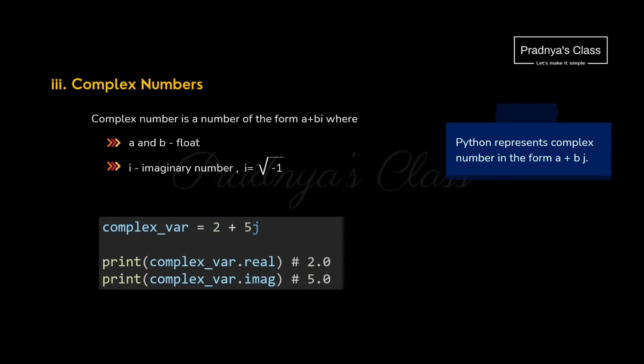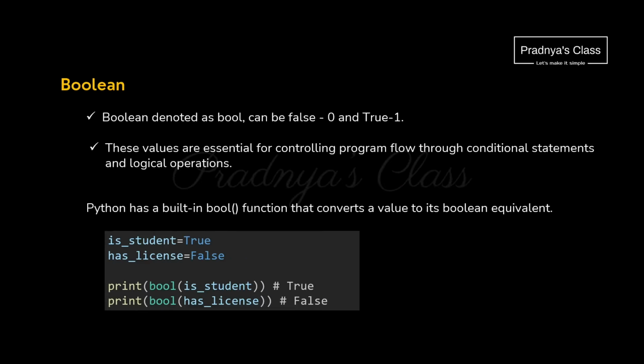The third number data type is complex number. It is of the form of a plus bi. We have studied this also in maths. But in Python, instead of i, we will be writing j. Here a is real part and b is imaginary part. Using these 2 properties, we can find out the same. So that was number data type.